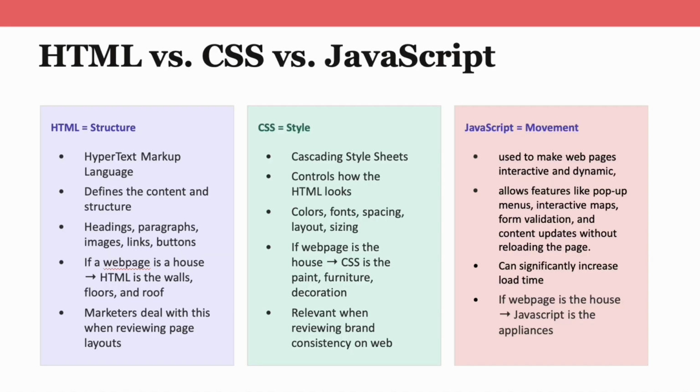Those teams are using different code to create web pages. Think of a web page like a house. HTML provides the structure. CSS provides appearance or style. JavaScript provides functionality or interaction, the movement.